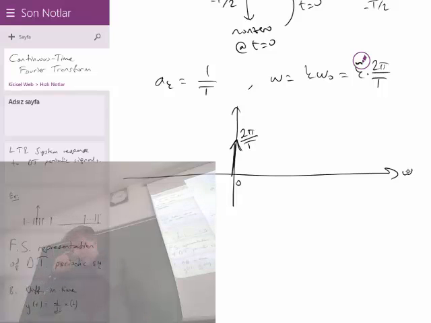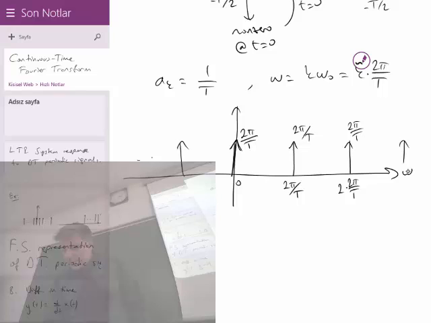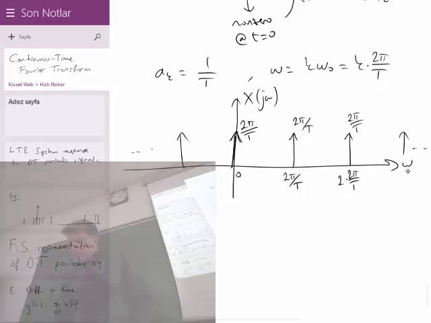And then where's the other one? The other one is, let's say, here. At k equal to 1, that is 2 pi over capital T. And the magnitude is the same, 2 pi over capital T. At 2 times 2 pi over capital T, the magnitude is again 2 pi over capital T. We have an impulse here, another impulse here. To the right and to the left, we have a lot of impulses. Infinitely many impulses. So, how can we express this thing? Capital X of j omega. Can we write it?